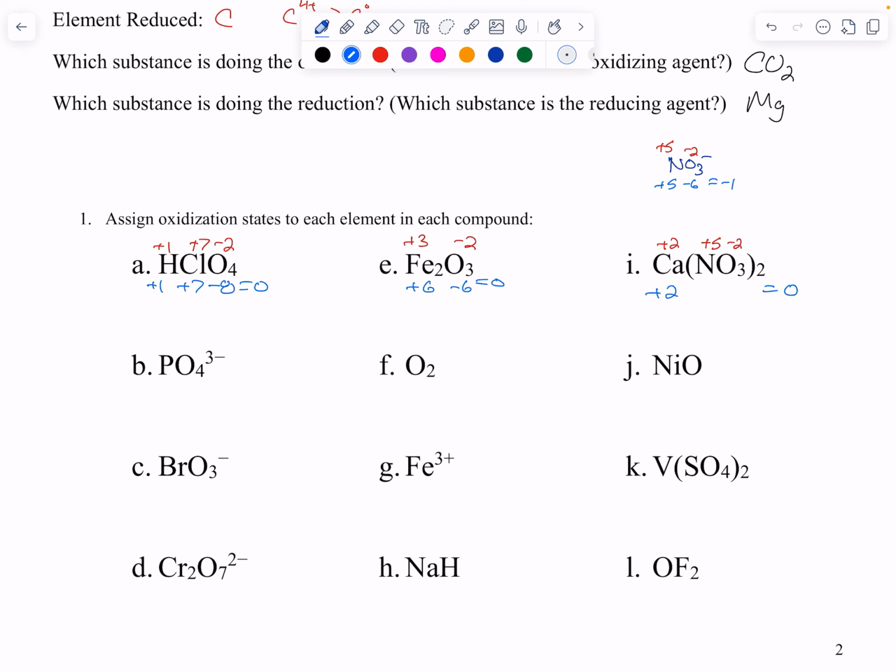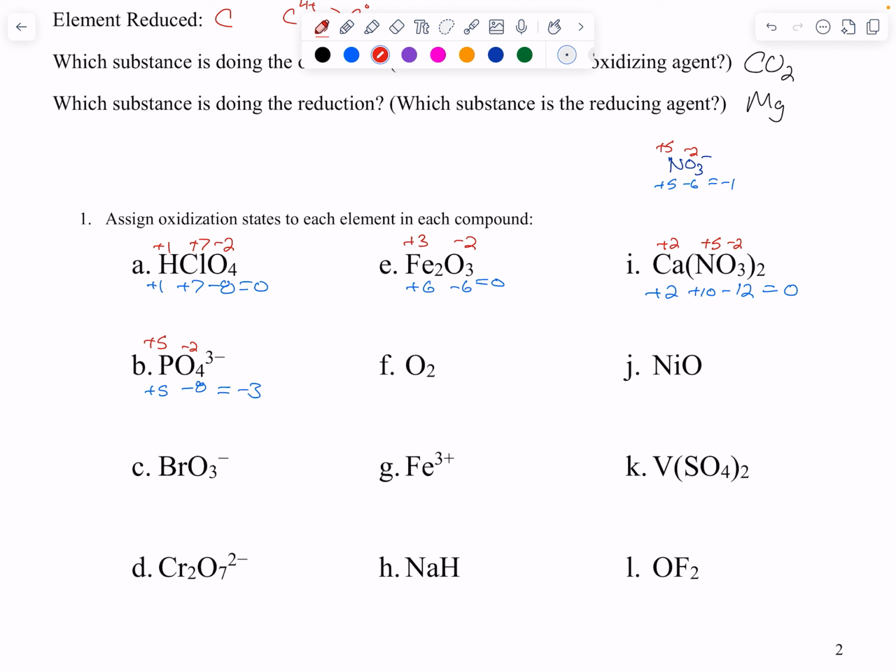So I got 2 here. 5 times 2 is +10. 2 times 3 is 6, times 2 is -12, right? I think that works, right? So you can always do the polyatomic ions by itself. You don't have to. Sometimes you can figure it out, but sometimes you can't. Phosphate, add up to -3. I start with oxygen, is a -2, -8 there. So that's +5, isn't it?